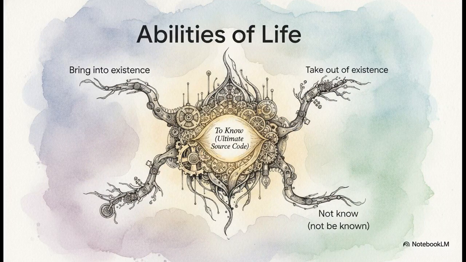These postulates operate through 4 basic abilities of life: bringing into existence, taking out of existence, knowing, and not knowing. But the master key here is the fundamental goal: to know. That urge acts as the ultimate invisible source code of the human mind. Every other desire you have, whether it's to love, to survive, to build, is actually a junior derivative package stemming from this one massive hidden urge: to know.